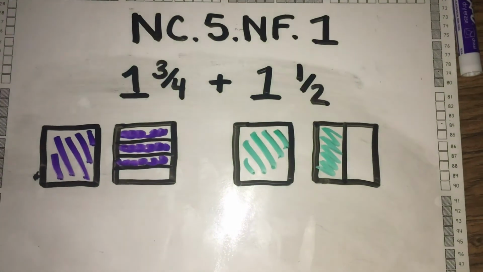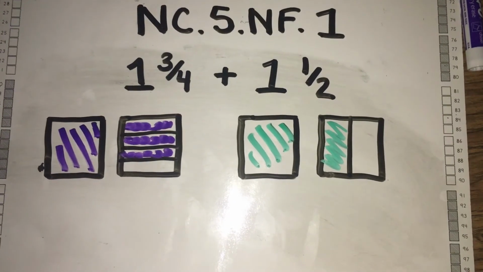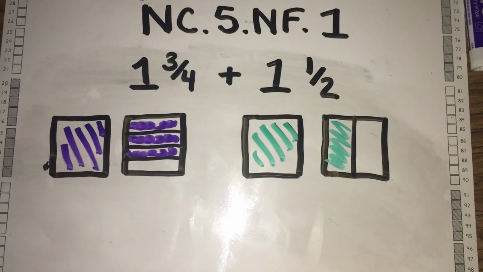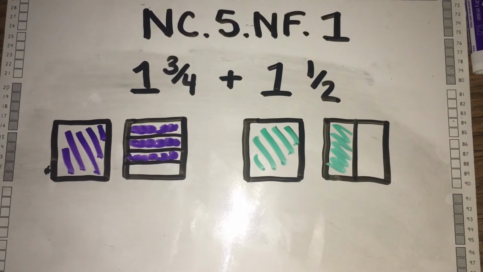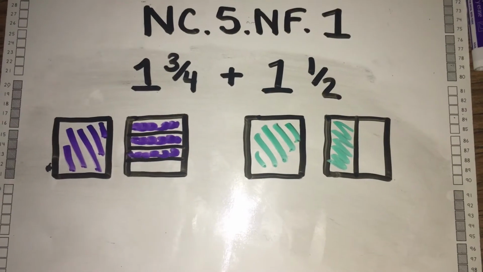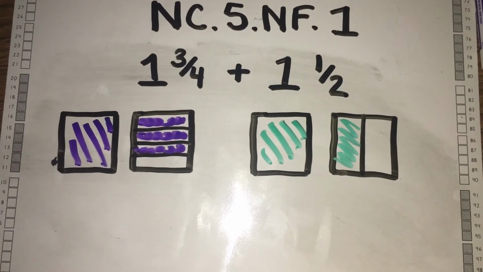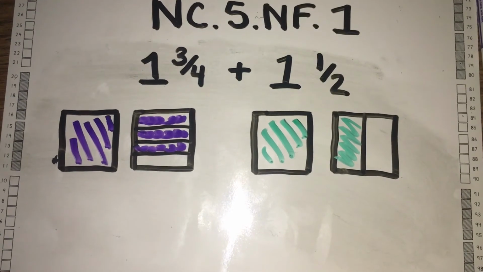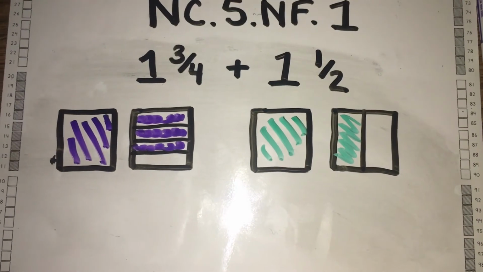For the second problem, we will be solving 1 3/4 plus 1 1/2 by drawing each mixed number. Now we need to determine a way to subdivide these fractions so they have a common denominator. It's important to note that there is not a need to find the least common denominator when using pictorial models and can actually be inefficient.